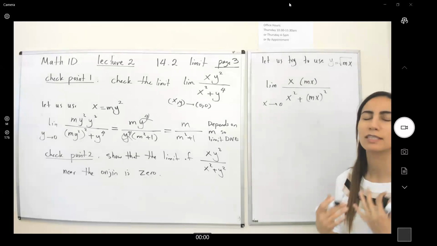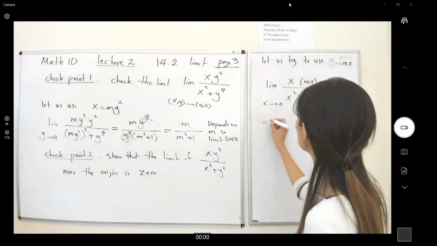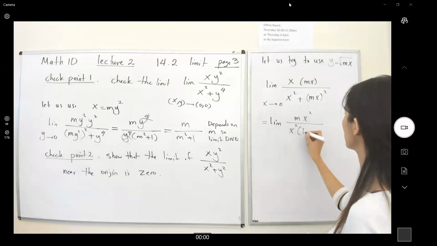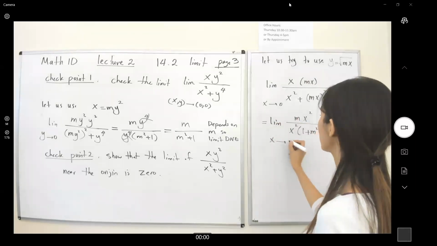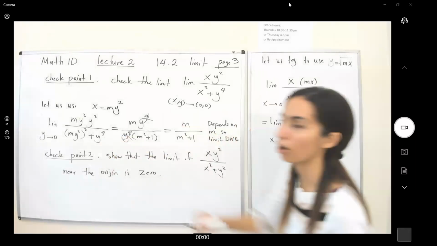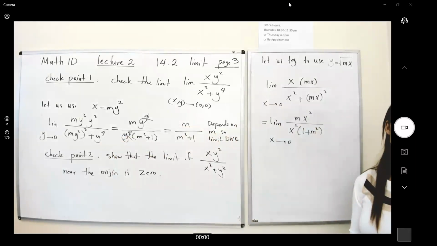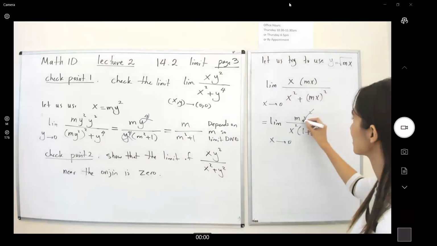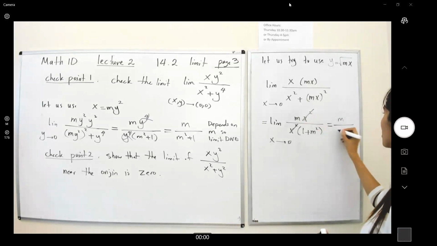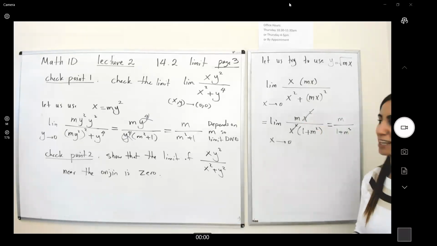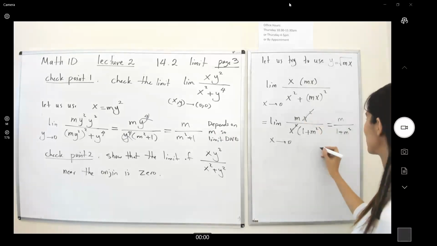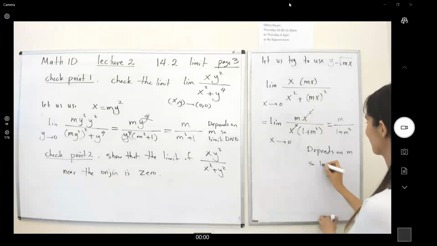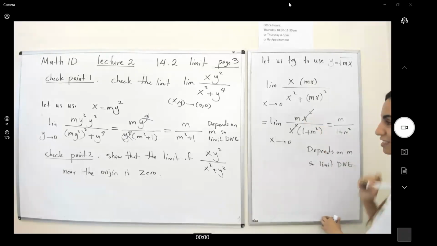As you can see, you have many different options, which is equal to the limit of mx squared divided by, you can factor out x squared, 1 plus m squared. Now x goes to 0. Note that my y approaches 0, now my x approaches 0. So if you take different functions, you get different values. Here you can cancel out x squared and x squared, you get m over 1 plus m squared. Again, the same argument: it depends on m. So, the limit does not exist.